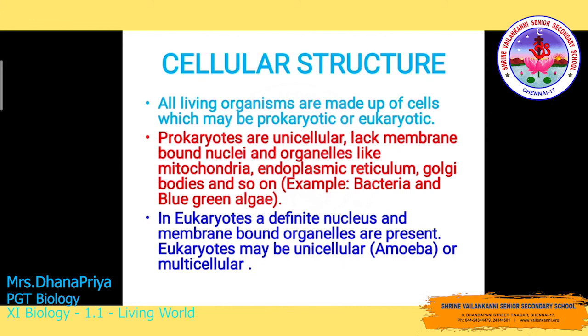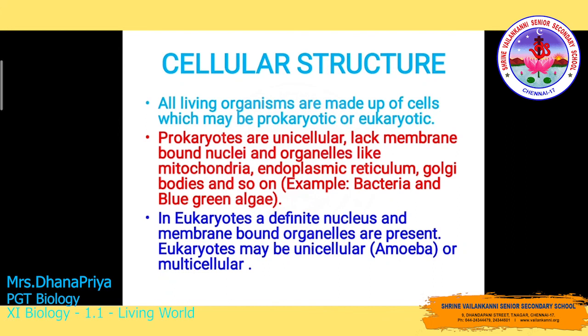The prokaryotes are unicellular and lack membrane-bound nuclei and organelles like mitochondria, endoplasmic reticulum, Golgi bodies, and so on. So in prokaryotes, what happens? A nucleus region is present, but there are no membrane-bound nuclei, and the nucleolus is absent. There is also an absence of membrane-bound organelles like mitochondria, endoplasmic reticulum, Golgi body, and so on. Examples are bacteria and blue-green algae.